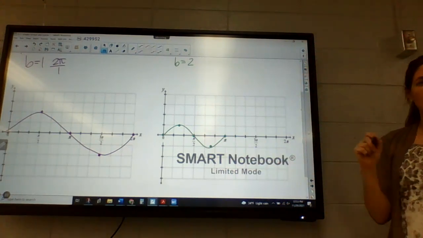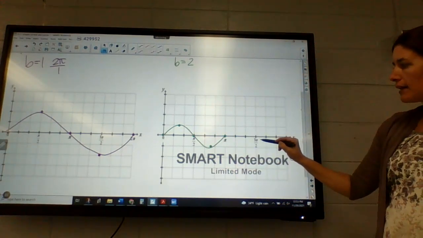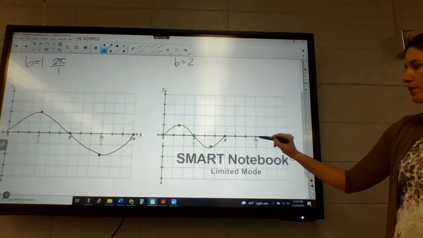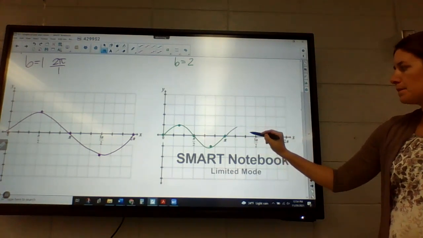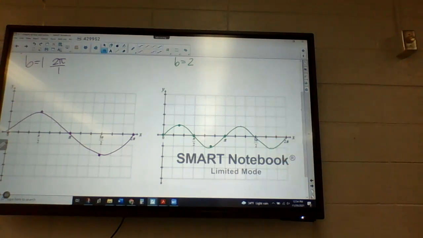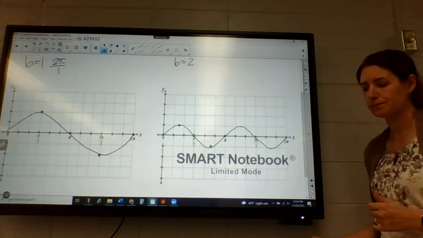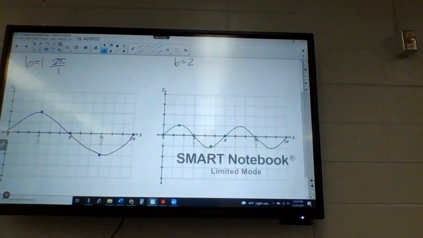But then it would do that again. So if you'd want to draw it again, by the time it'd be at 2 pi, it would have repeated again already. So this one happens more frequently. This sine graph is working out faster.